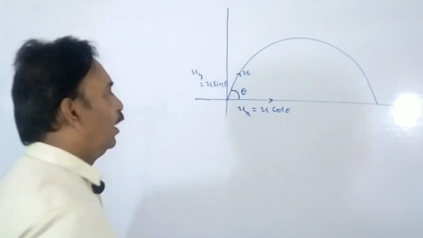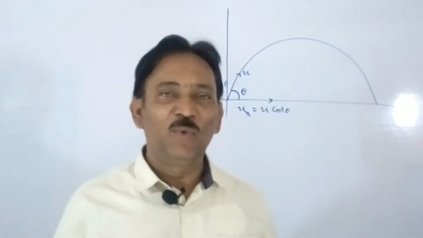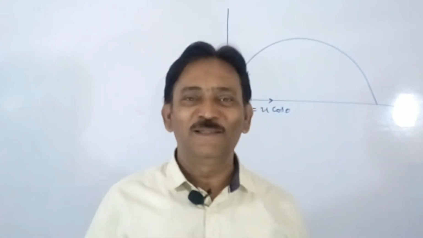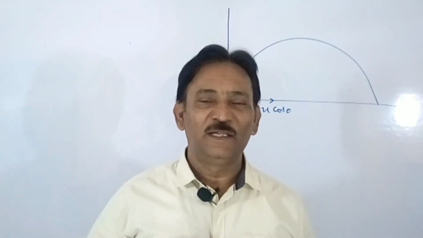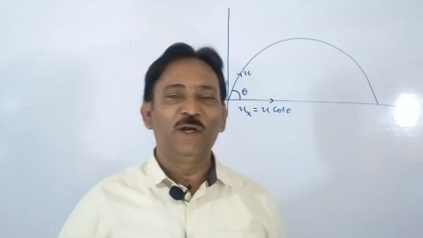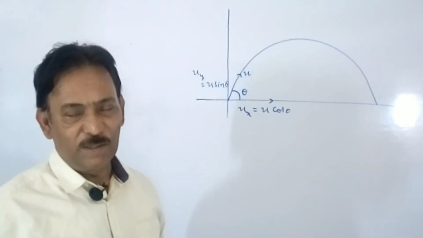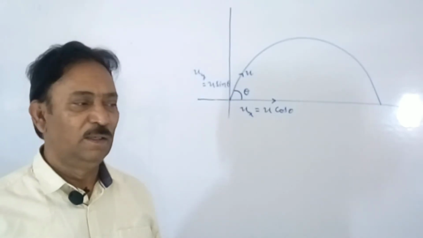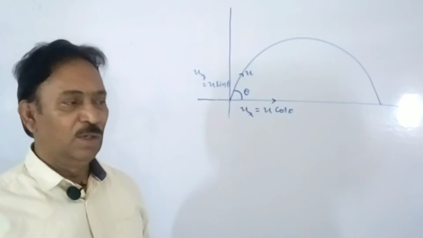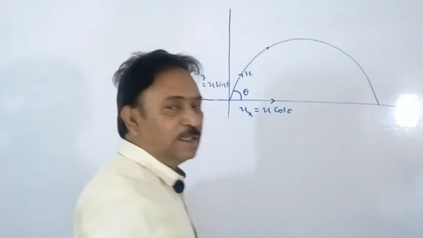You have to remember here, in any projectile motion, the horizontal component of velocity always remains constant. That means it is not experiencing any acceleration. But the vertical component of velocity is affected by acceleration due to gravity. That's why the position of the particle changes with respect to time. Now we are taking a point here, where we are analyzing the motion of the particle.